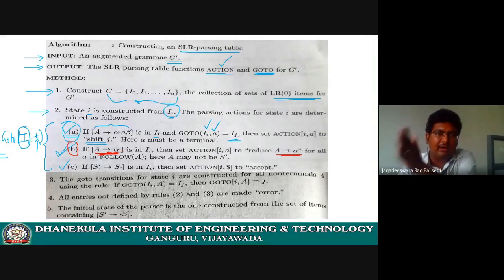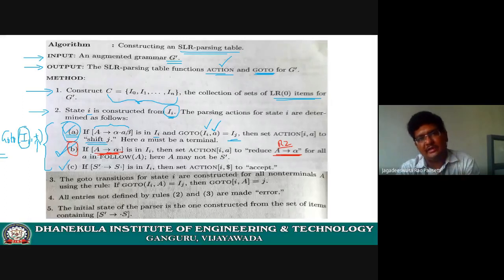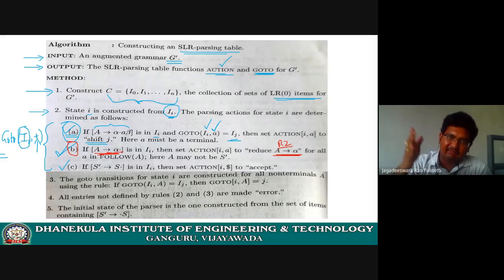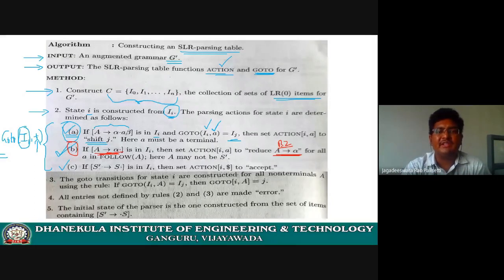But where do I have to write? We write this particular production like R2, if this is the second production rule. Where do I write this R2? It has to be written in each terminal that is given by the follow function. That's why they are written.